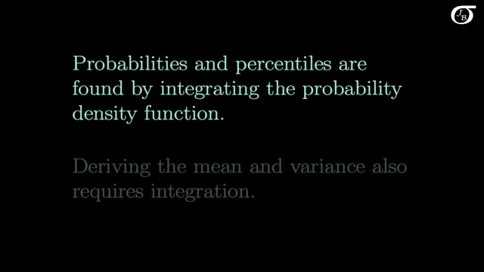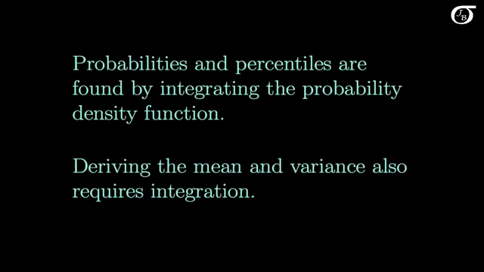Probabilities and percentiles are found by integrating the probability density function. Probabilities are areas under the curve, and areas under the curve are found using integration. Fortunately for us, statistical software will carry out the integration for us in a lot of situations. And so in practice, we'll be using statistical software or statistical tables to find these areas. Deriving the mean and variance of the probability distribution also requires integration. Depending on your needs, you may or may not need to know how to actually carry out the integration, so I'm going to look at those concepts in separate videos.